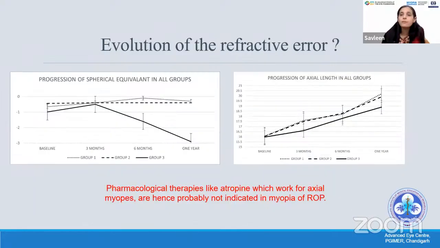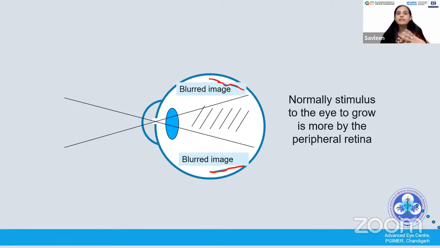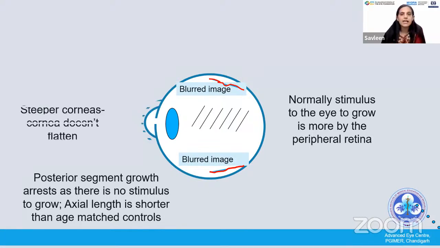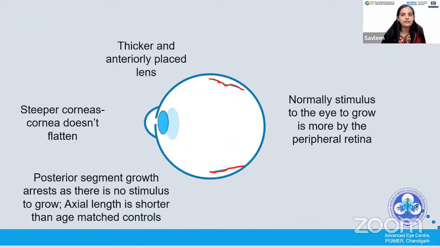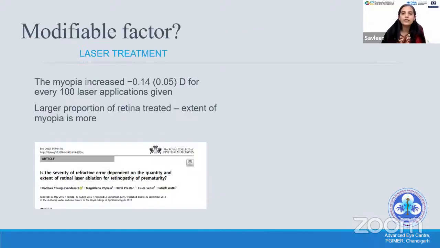So the normal stimulus for the eye to grow comes from the peripheral retina, which is now somehow ablated by laser, and so it causes a blurred image and no axial elongation stimulus is given to the eye. The posterior segment growth is arrested, the axial length is shorter, the cornea is steeper, and the lens is more anteriorly placed. There is no sole trigger; all these factors combine. And the ideal control group would be a group which has ROP and we don't laser it. So it's kind of unethical to do that.